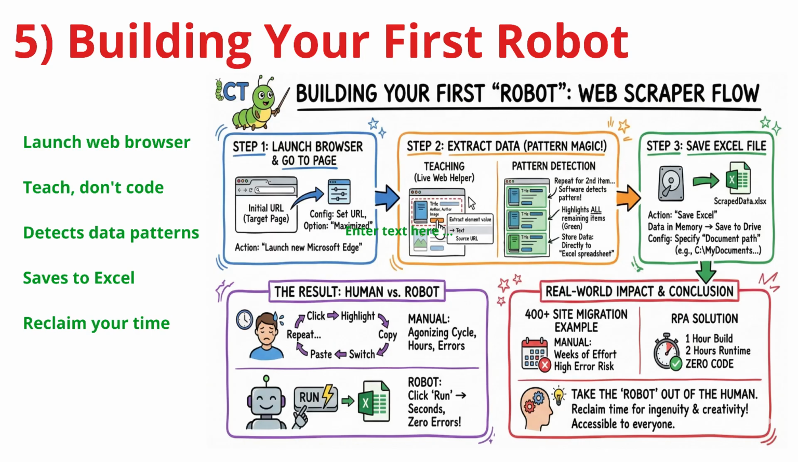Step 3. Finally, we add the Save Excel action to save the extracted data from memory to a specific path on our hard drive. The result? A task that would involve an agonizing cycle of manual copy-pasting for a human is completed by the robot in seconds, with 0 errors. This isn't just about efficiency. It's about taking the robot out of the human and reclaiming your time for creative, impactful work.